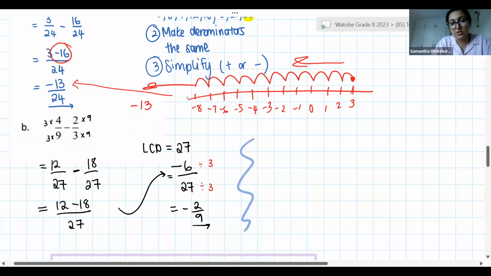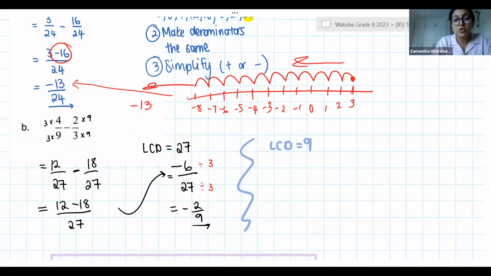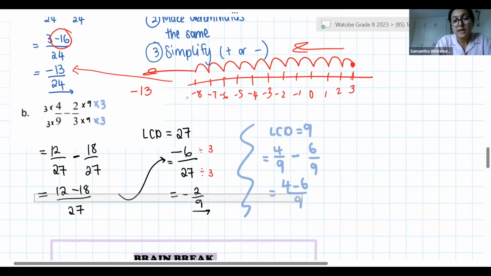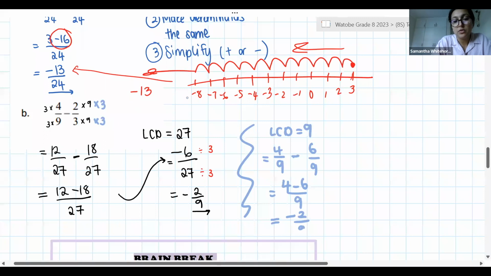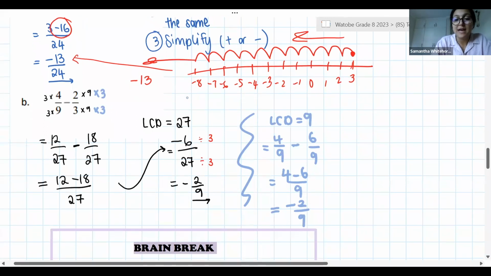Another way that you can do it is you can say that your LCD is 9. And so you could say, okay, 4 over 9 stays exactly as it is, but the 2 over 3, I'm going to multiply top and bottom by 3. So you will end up with minus 6 over 9. And so because your denominators are the same, you've got 4 minus 6 over 9. And we know that 4 minus 6 is negative 2 over 9.